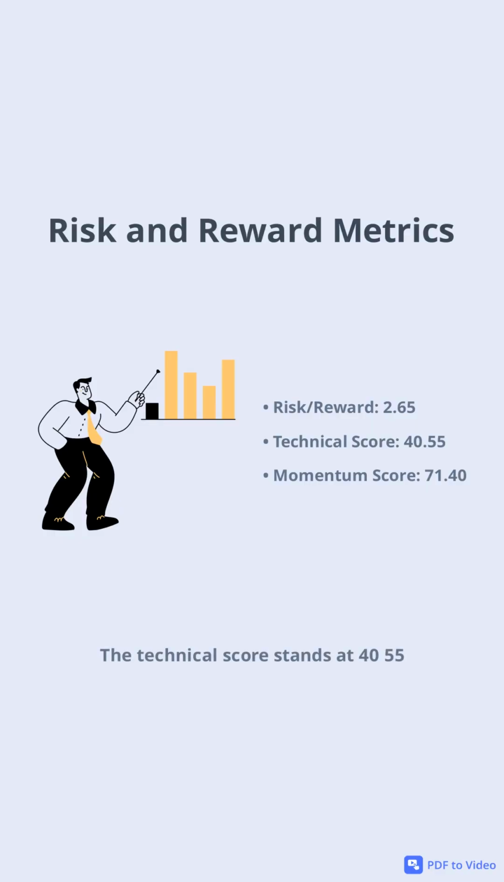The technical score stands at 40.55 and the momentum score is a robust 71.4. These metrics suggest that while the short-term trend is weak, there's still a favorable setup for those with a longer-term outlook. Managing risk is crucial, especially in uncertain markets.